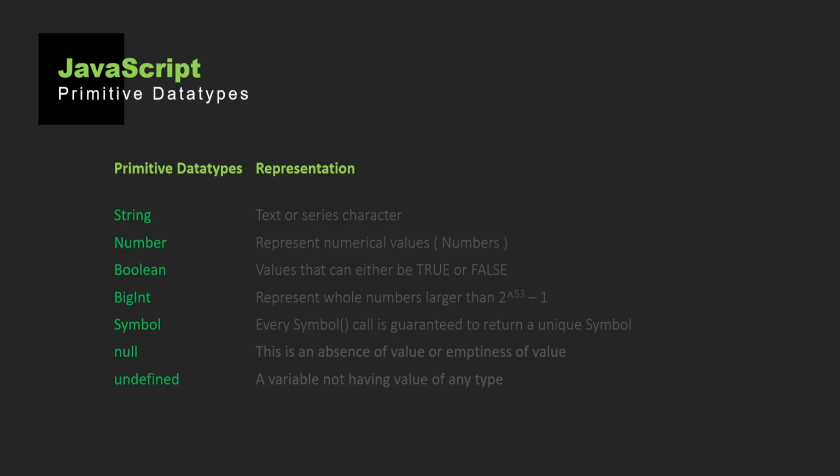Hi, welcome back. In this video, we are going to talk about JavaScript primitive data types. Now, data types are of two types: we have the primitive data type and we have the non-primitive data type. But in this video, we are going to discuss the primitive data types, and we are going to start with the very first one, which is string.